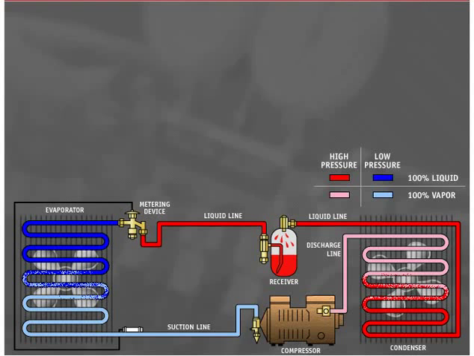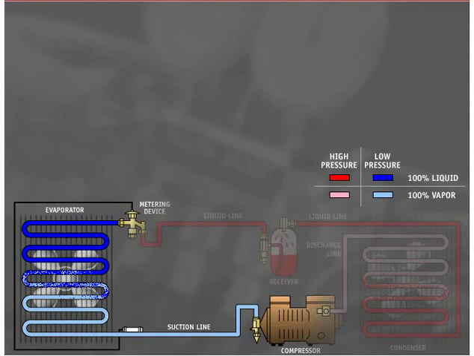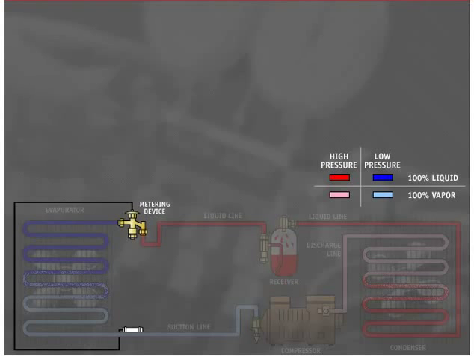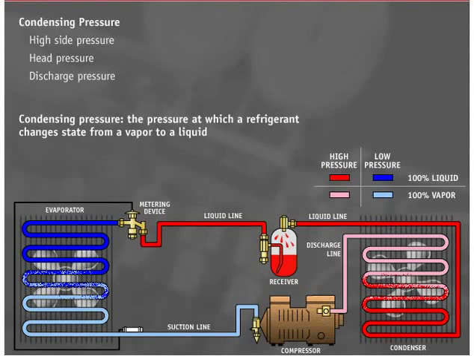The typical vapor compression refrigeration system can be divided into two pressures: condensing or high side and evaporating or low side. These pressures are separated in the system by the compressor and the metering device. Condensing pressure is also referred to as high side pressure, head pressure, or discharge pressure. The condensing pressure is the pressure at which a refrigerant changes state from a vapor to a liquid. This phase change is referred to as condensation.